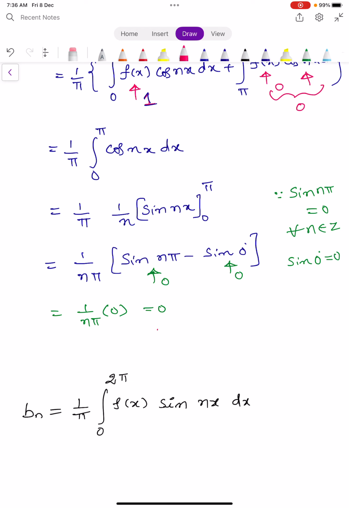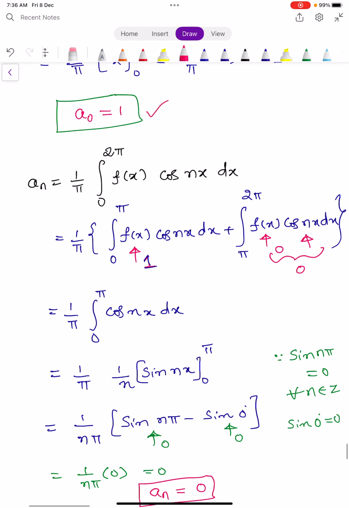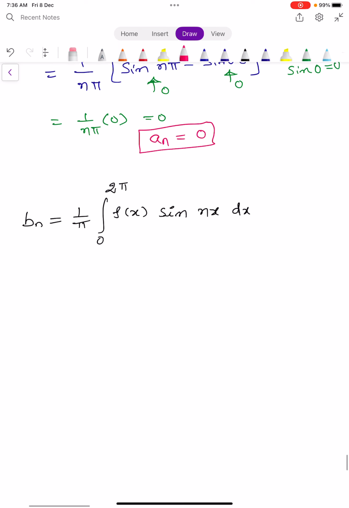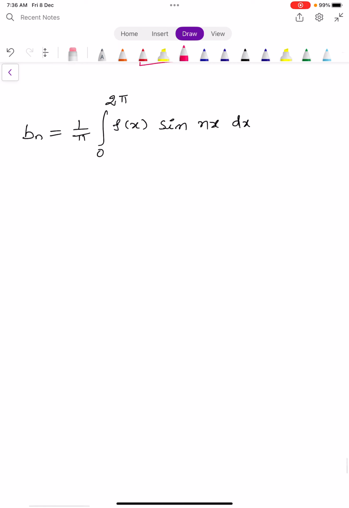This condition shows us an is equals to 0. Already we find that a naught is equals to 1. Now we go for bn.